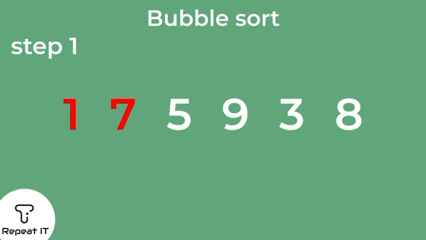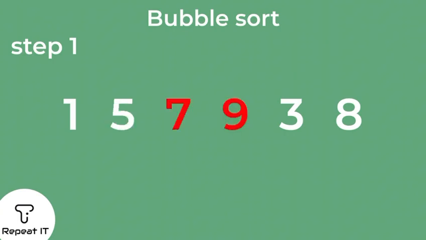It's 1 and 7. In this case, the value of first number is lower than the value of second number, and this number should stay on its place. The second action of step 1 is comparing next two numbers. Here we should compare 7 and 5. In this case, 7 is greater than 5, and they should be changed.